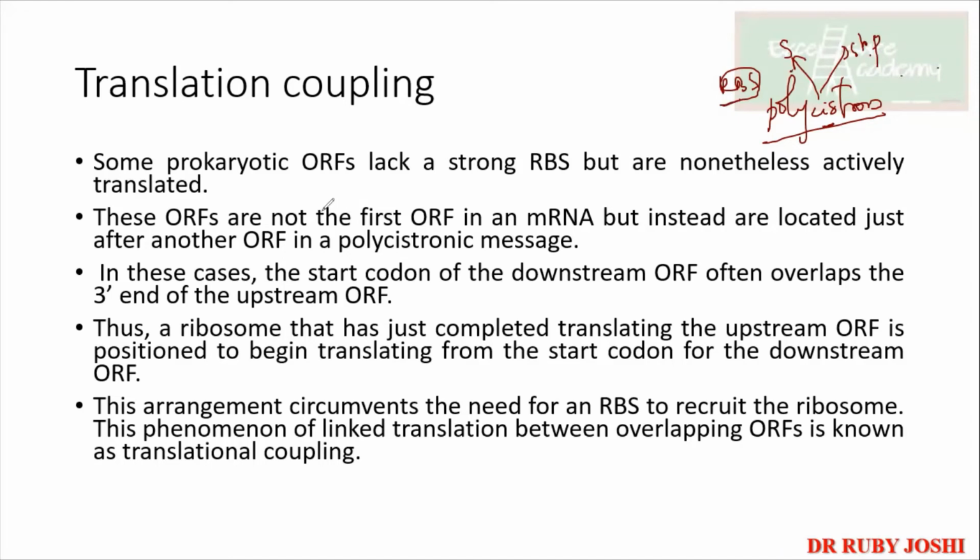In a few cases, prokaryotic ORFs don't have a strong RBS, but still they are actively translated. In this case, the ORFs are not the first ORF in an mRNA, but are instead located just after another ORF in a polycistronic message. So what does it mean? In this case, you have one RBS, start codon, followed by stop codon, and immediately you have the next start codon.